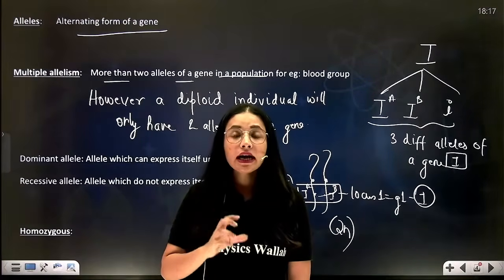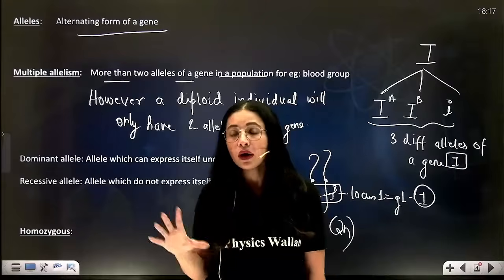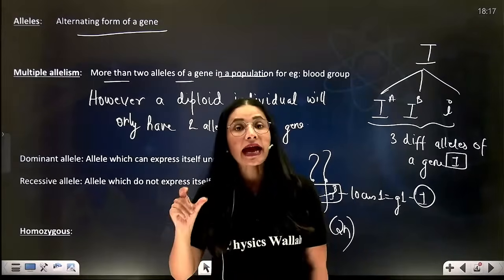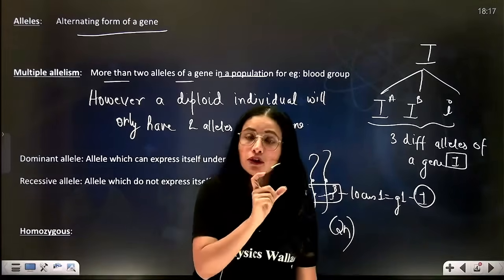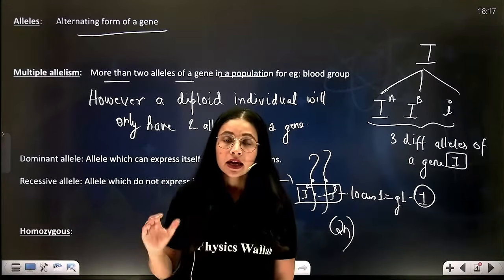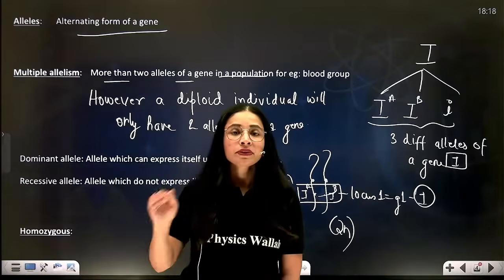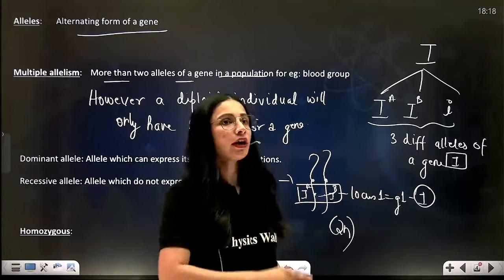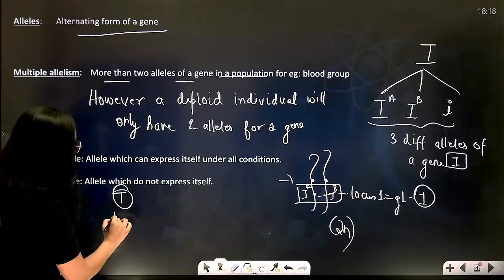Dominant means the allele of a gene which is capable of expressing itself under all conditions. The allele which is responsible for producing proteins and deciding the phenotype of an organism. It is actually the dominant allele of the gene which is controlling the character of an organism. Correct? On the other hand is the recessive allele, the allele which does not express, which is not responsible for producing proteins. Like for example, beta, the T gene. Now, this T gene is responsible for controlling the character height.